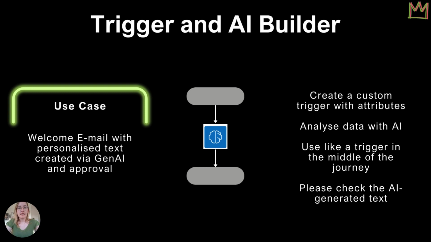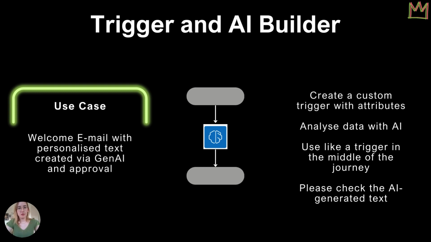But the use case in that case is that we want to send a welcome email with a personalized text that we have created via Gen AI. And of course, always, please, always for AI text, have an approval process in place as well. We will have a look into this in our demo.